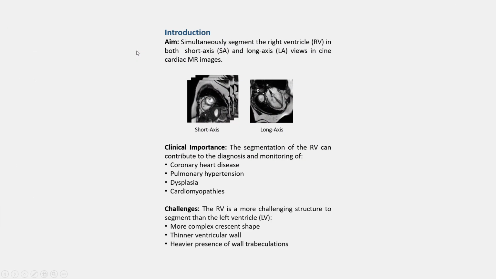For this challenge, our goal is to segment the right ventricle in both the short axis and long axis views in cine cardiac MRI scans. We achieve this by incorporating both views into a single network so that one view can improve the segmentation of the other. Specifically, we want to improve the segmentation accuracy of the short axis in the basal slice to the boundary between the ventricle and atrium, and the apex slice, so the slice at the end of the heart.